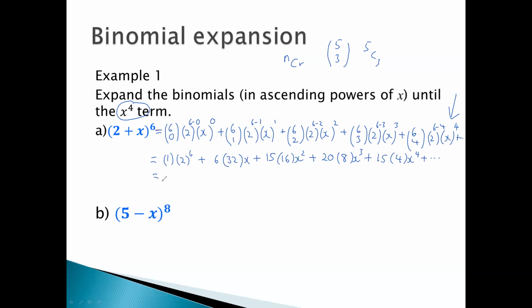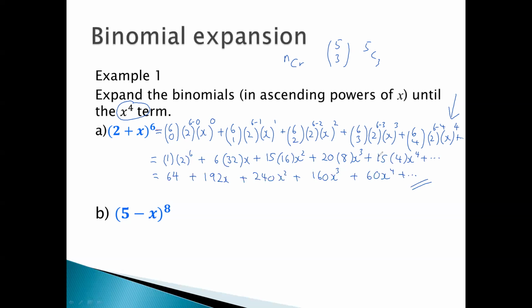Okay, so now let's simplify this. (2 + x)^6. So the answer will be 64 plus 192x plus 15 times 16, 240x squared, 20 times 8, 160x cubed, plus 60x to the power 4. And there you go. I've fully expanded this.